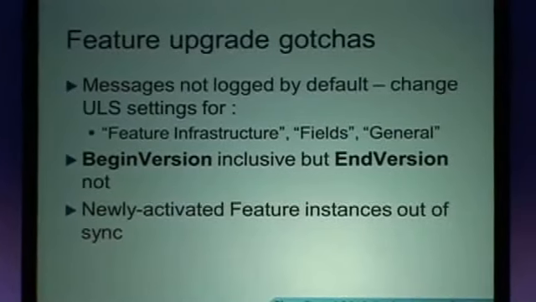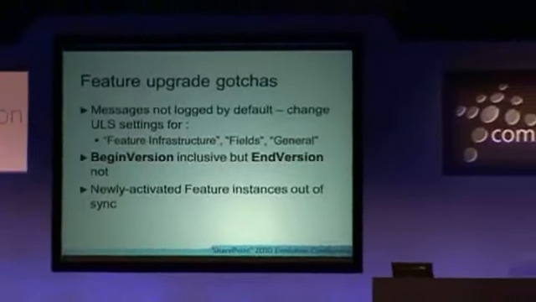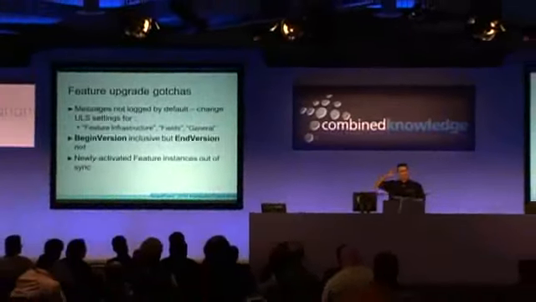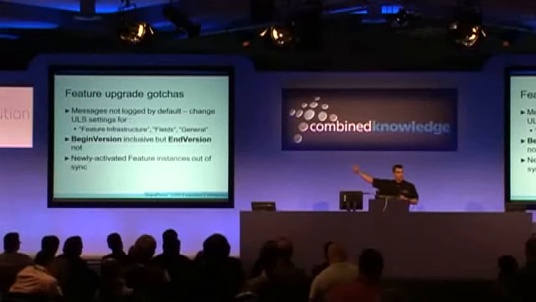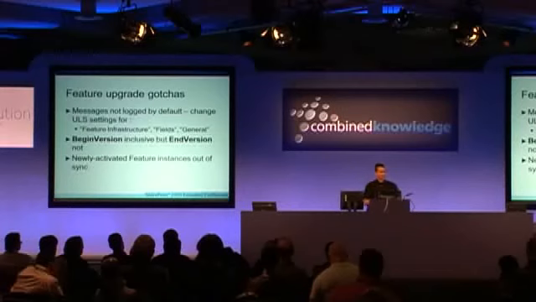So what happens there is you do get the provision stuff in XML, that stuff will be there, but any code, that won't have run. So perhaps you need to think about calling the code in the feature activation event, in feature activating, as well as in feature upgrading. So a bit of care is needed in designing your features here.